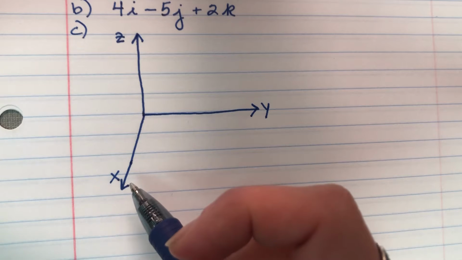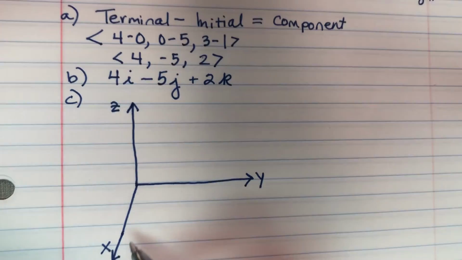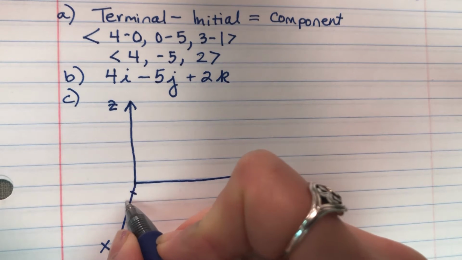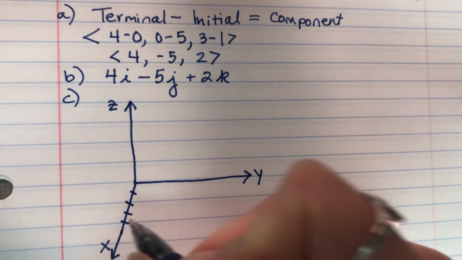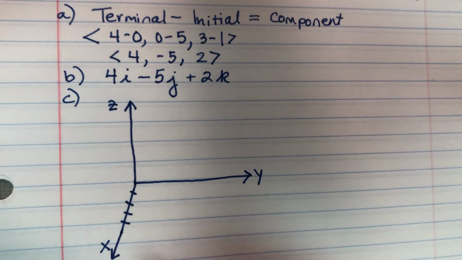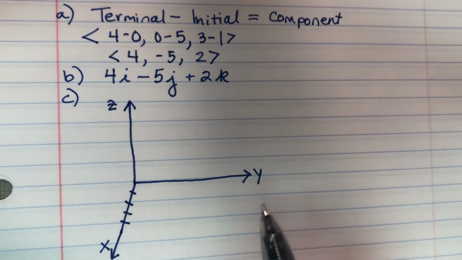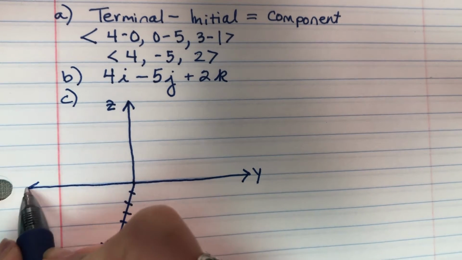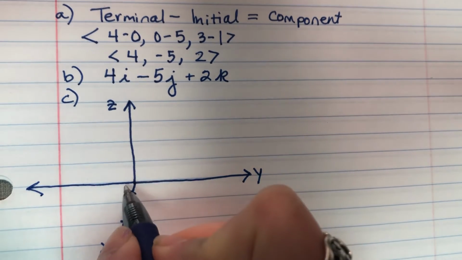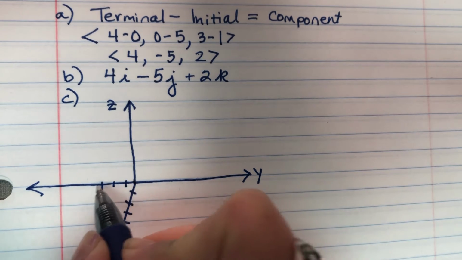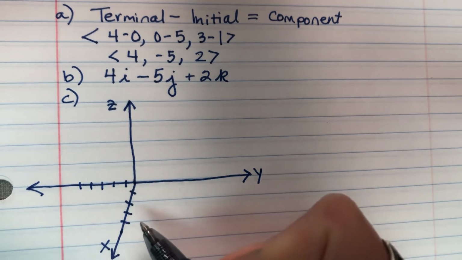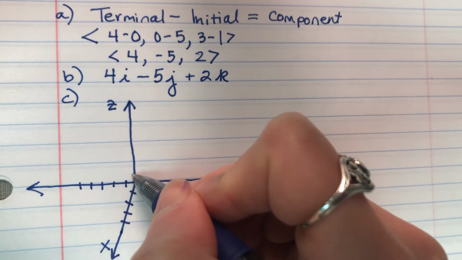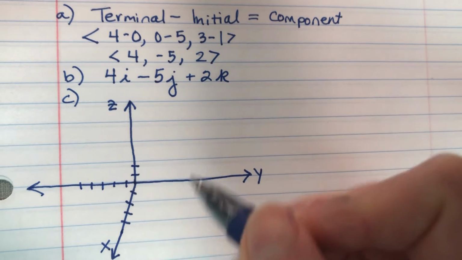So this is a little bit different from the way we normally set up axes. And we're going to go, all right, we have 4 for x. So on the x-axis, I'm going to count out 1, 2, 3, 4. And then for y, we have -5. So I need my negative y-axis to go to the left in the opposite direction. And we're going to go 1, 2, 3, 4, 5. And then we have a +2 for z, up 1 and 2.